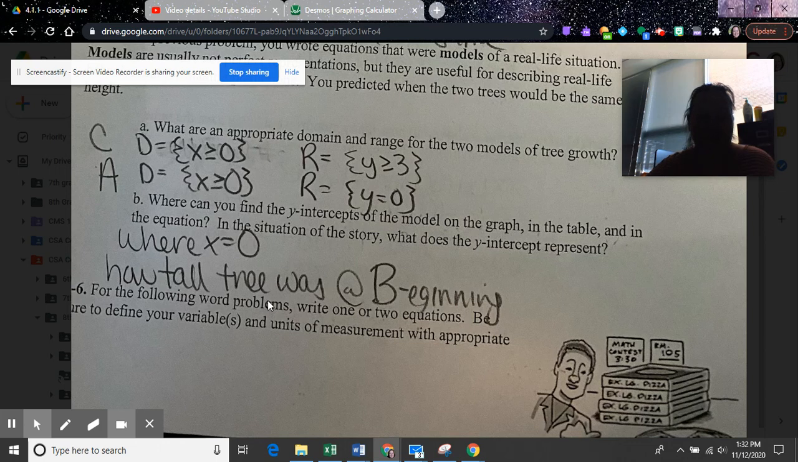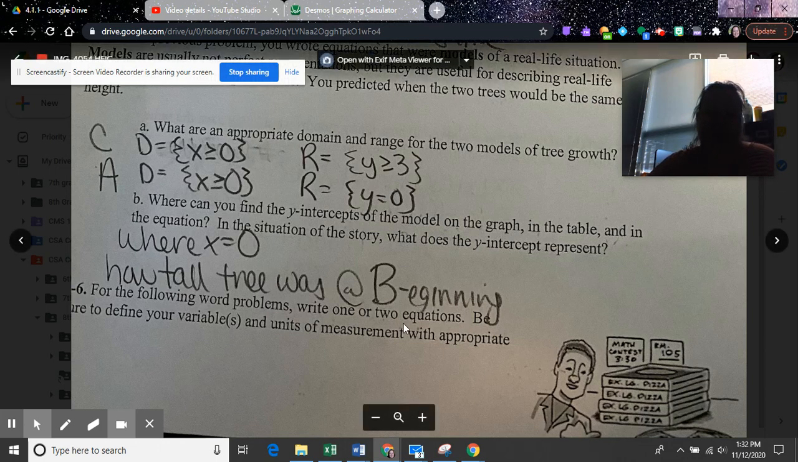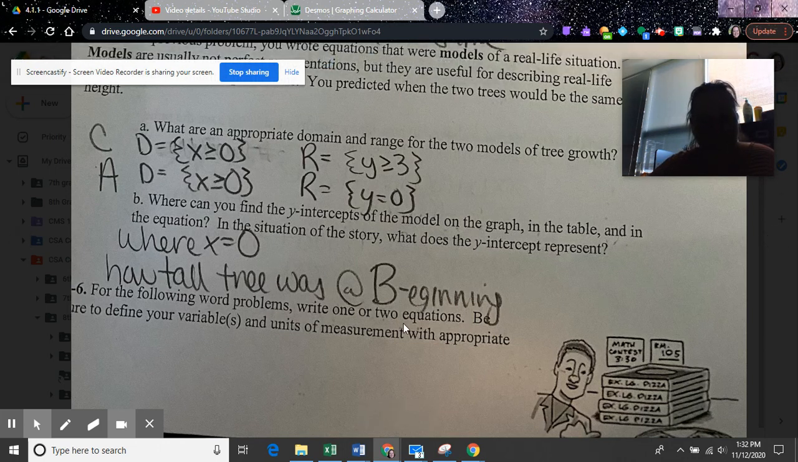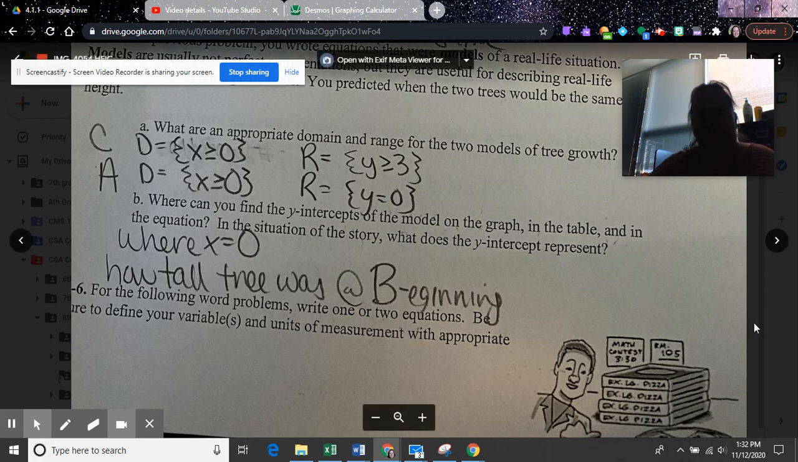Now, the bottom says the instructions for the other page are to write 1 or 2 equations and be sure to define your variables. That will be on video 3, so stay tuned.